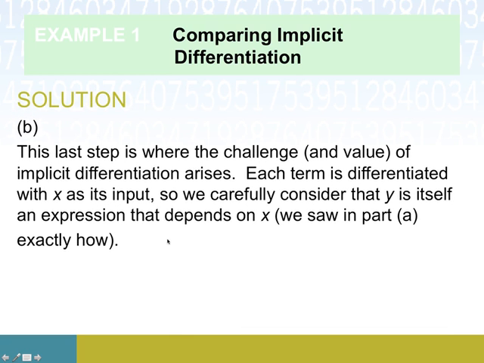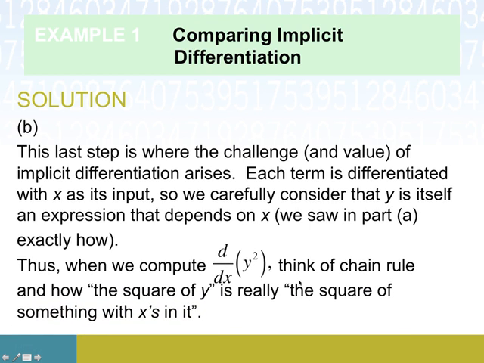Okay, so this is just accentuating this process in writing. So that last piece that we just discussed is where most of the challenge comes in. So every term gets differentiated with x in mind. So when we run into y, we really have to pay close attention to this. So y itself depends on x, so chain rule is what kicks in. We have to think of y as something with x's in it.